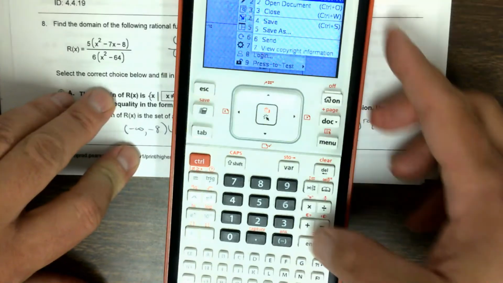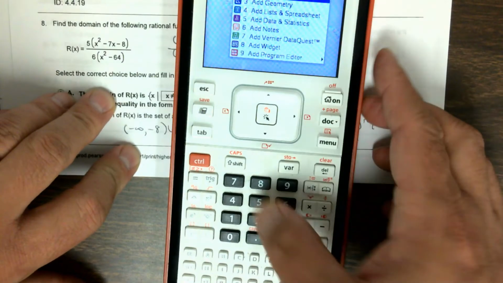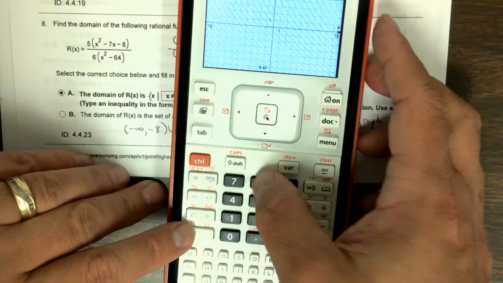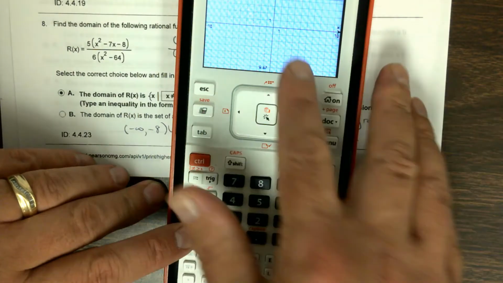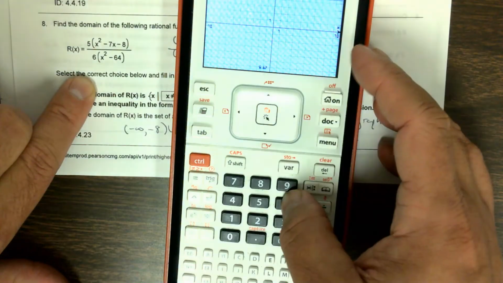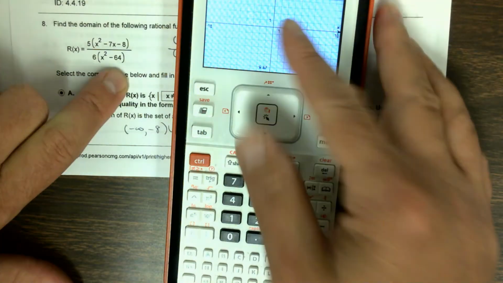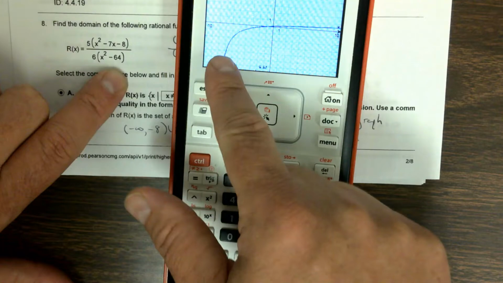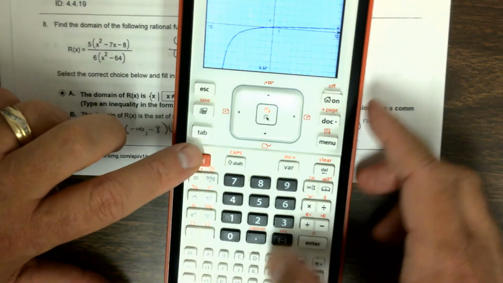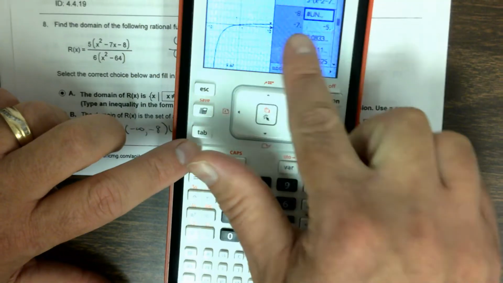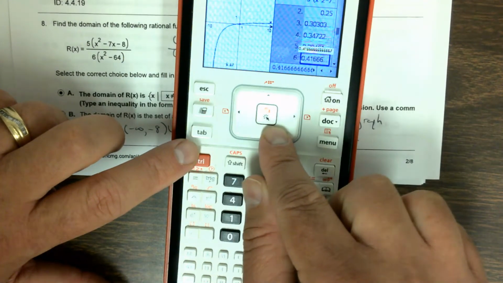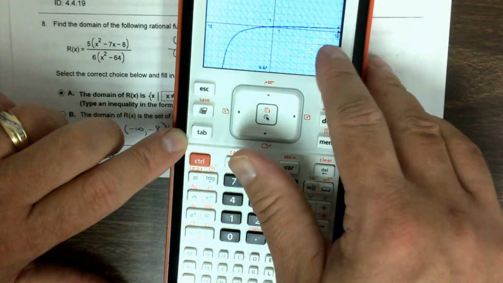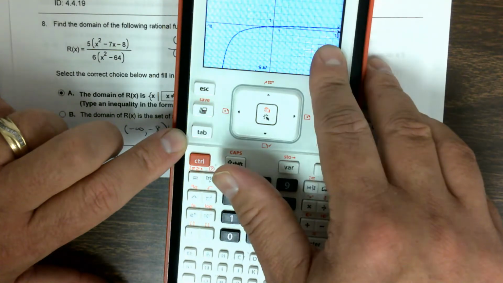So let's graph it and say 5 parentheses x squared minus 7x minus 8 divided by, I'm going to do a double parentheses, and I need to put the 6 there in between them, and I need the x squared minus 64 right there. So then I can see a negative 8 issue which says undefined, and a positive 8 issue which says undefined, but that looks like it must be a hole in the graph.